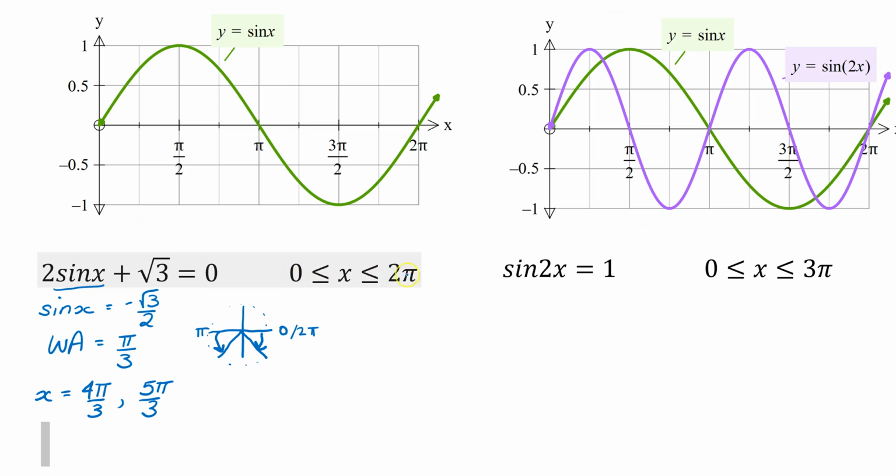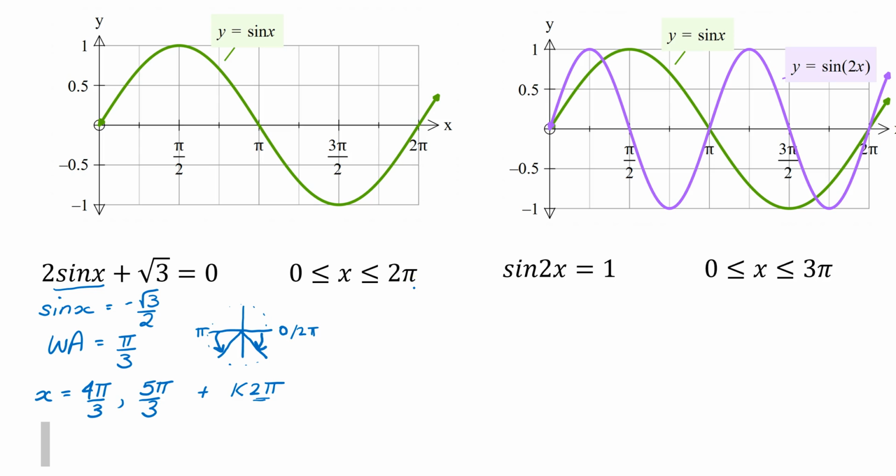If I didn't have this domain here, I would be saying plus k lots of 2 pi because 2 pi is the period of our sine function. In this case, it's just between 0 and 2 pi. We've got all of our solutions.